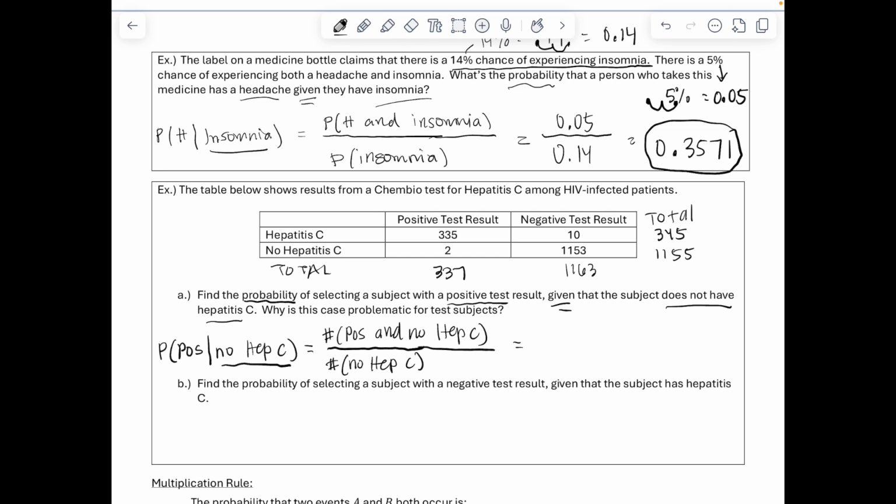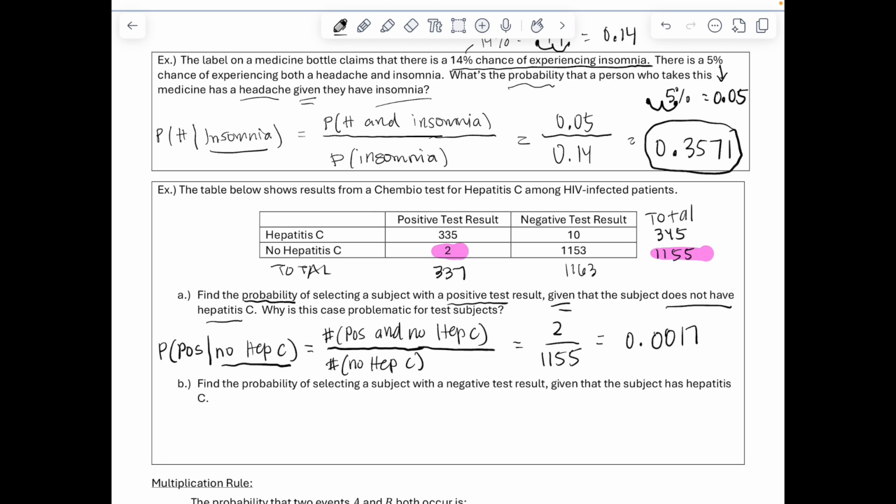And so looking at your table up above, the number of people that do not have hep C total is 1,155. And in the numerator, it says that they have a positive test and no hep C. And we have a total of 2 people that had that result. And so that'd be 2 out of the 1,155 people. So dividing this and rounding to 4 decimal places, we get 0.0017.